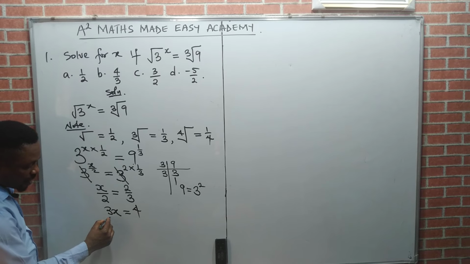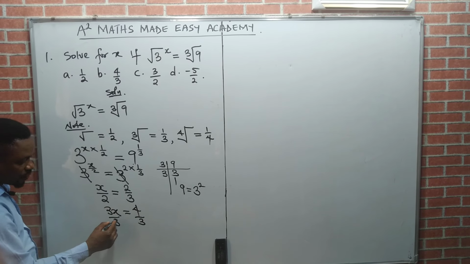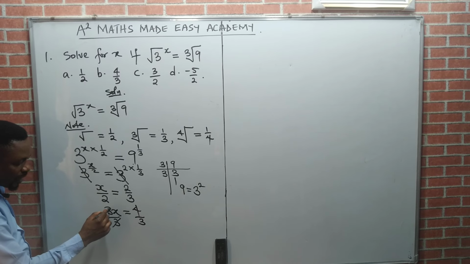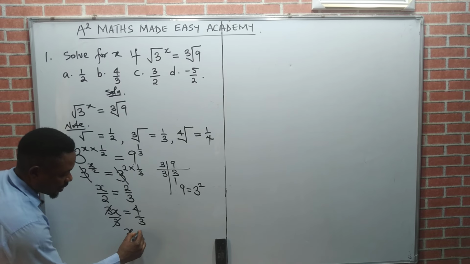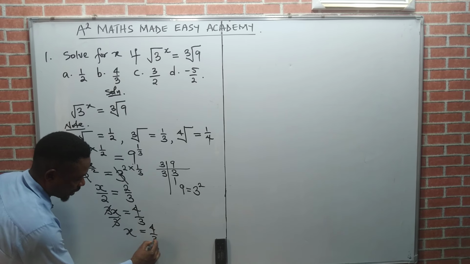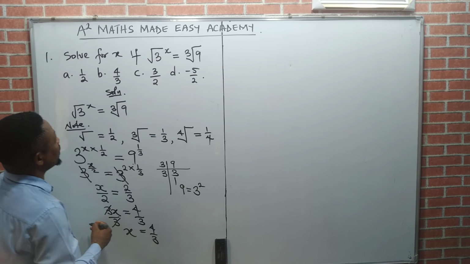I will now go here and introduce over 3 on the right as well. What do you think will happen? The 3 down will cancel the 3 up. I've made x the subject of the formula. So the value of x should be 4 over 3, and that is the answer. Do you have something like that in the options? Oh yes, there is.